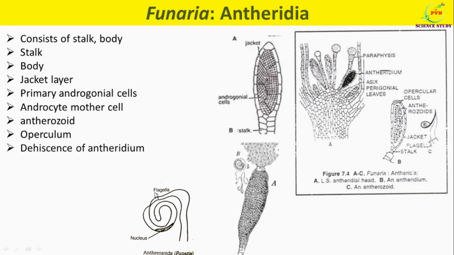Now we will study dehiscence of antheridium. This diagram shows dehiscence of antheridium. It occurs only in the presence of water, which may be provided either by rain or by dew. The water is collected in the surrounding perigonial cup. The cells of the jacket absorb this water and become more turgid by the phenomenon of imbibition.